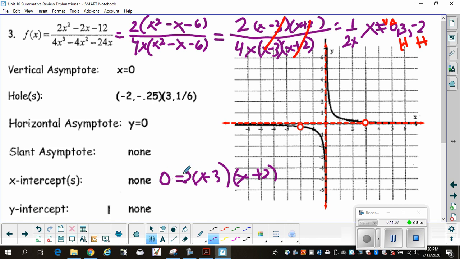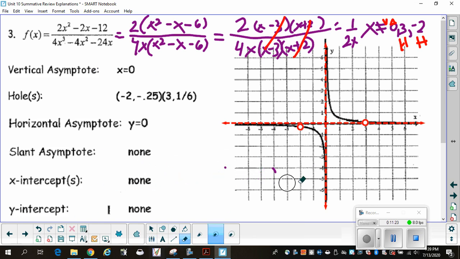Okay, divide everything by 2, so boom, that goes away. But x can't be 3 and x can't be -2 because those are restricted. Therefore, there are no x-intercepts. A y-intercept, x can't equal 0, so I don't have a y-intercept. So we've taken care of all of that. Okay? The only two places where y could equal 0, x is restricted.